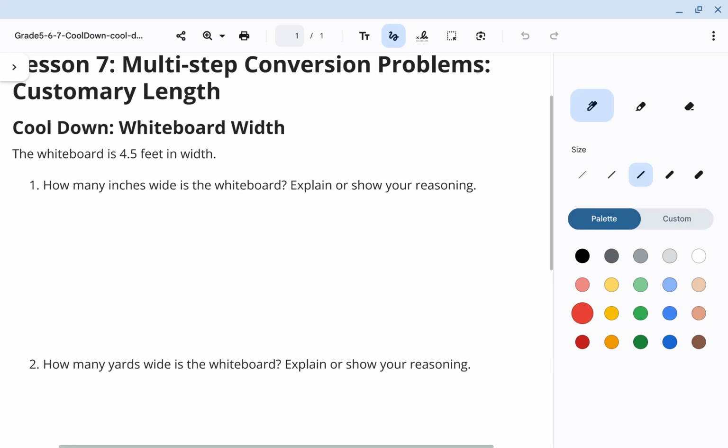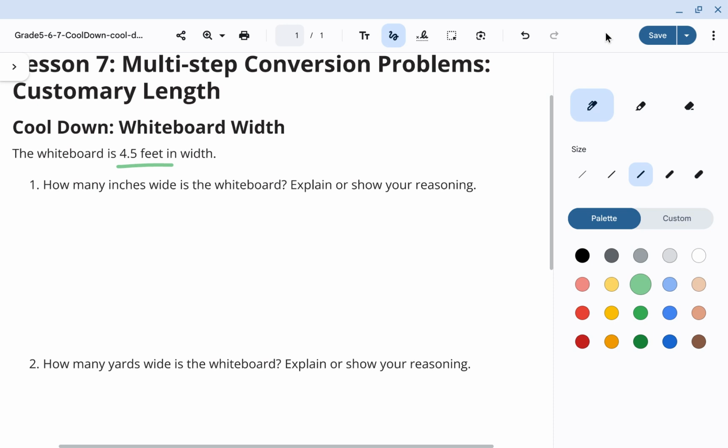Good morning, mathematicians. We are looking at Lesson 7, multi-step conversion problems with customary length. This cooldown is about a whiteboard's width. Our prompt says the whiteboard is 4.5 feet in width, or 4 5/10. Now, notice with this prompt, we are seeing the width in feet. That is the key for us to notice that our unit is changing. So here it's reported in feet.